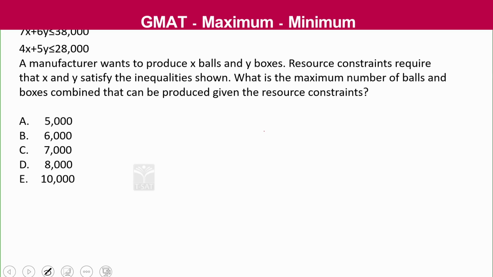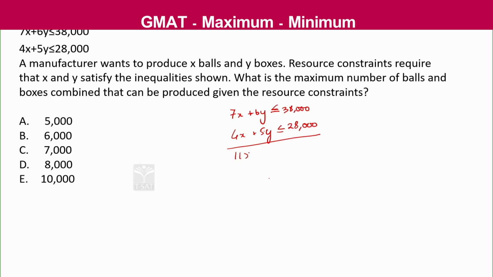Okay, we have two inequalities here, that is 7x plus 6y is less than or equal to 38,000 and 4x plus 5y is less than or equal to 28,000. We can either subtract these inequalities or add these. Let's add them and see what happens. It is 11x, 7x plus 4x is 11x, plus 5y plus 6y is 11y, is less than or equal to 38 plus 28 is 66,000.